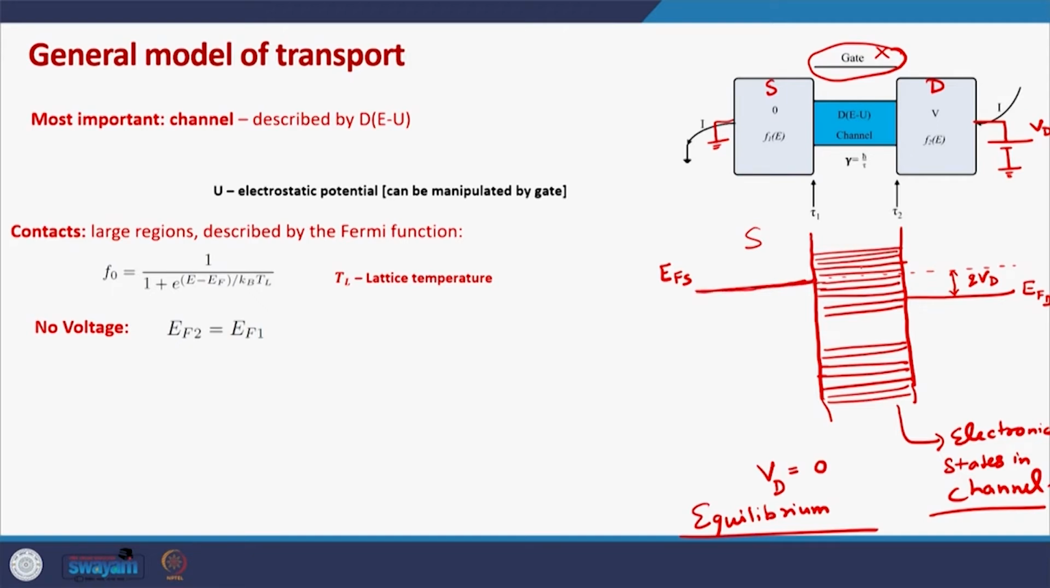And since the contact is large, even if some electrons hop or jump from source into the channel, it does not create any difference for the source contact. So, it will try to bring the channel in equilibrium with itself. Similarly, the drain contact will also try to bring the channel in equilibrium with itself.